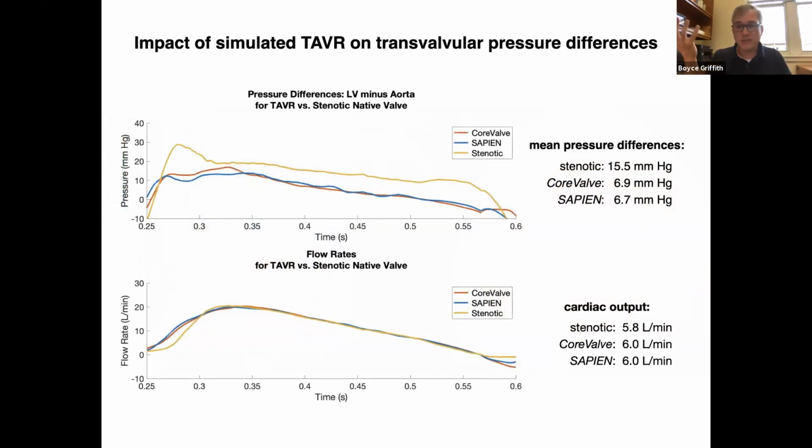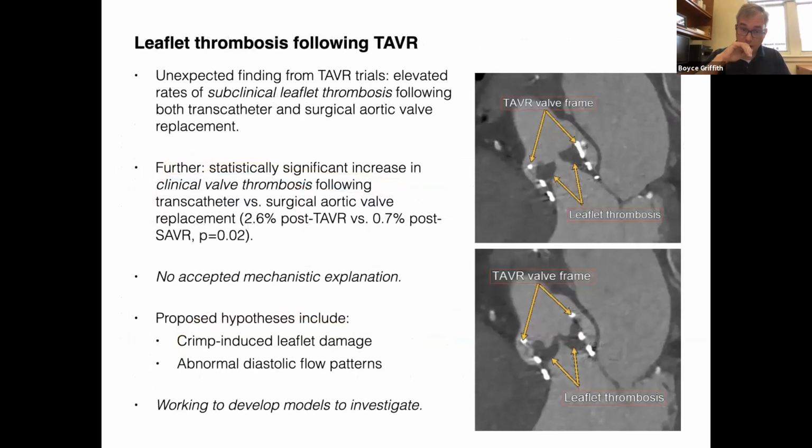Okay, so do these TAVR devices do what they're supposed to do? The mean pressure difference across systole for the basic stenotic model is about 15 millimeters of mercury. And then deploying these models of the transcatheter valve devices, we wind up with pressure differences of about 6.5 to 7 millimeters of mercury, which is what's seen clinically when these kinds of valves are used in patients.